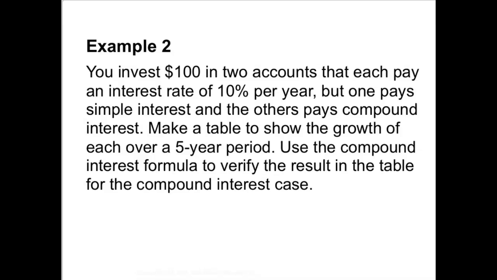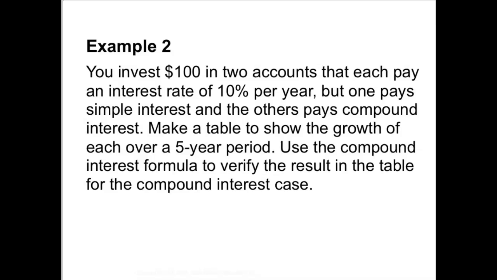All right, so let's take a look at this example. You invest $100 into 2 accounts that each pay at an interest rate of 10% per year, but one pays simple interest and the other pays compound interest. Make a table to show the growth of each over a 5-year period, and then use the compound interest formula to verify the result in the table for compound interest case. Okay.